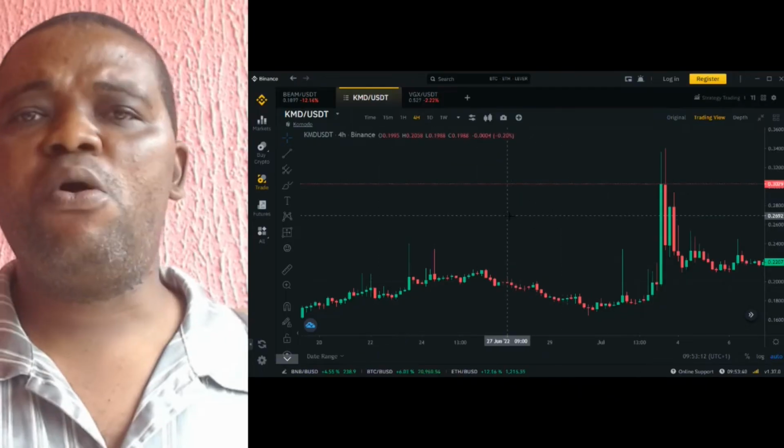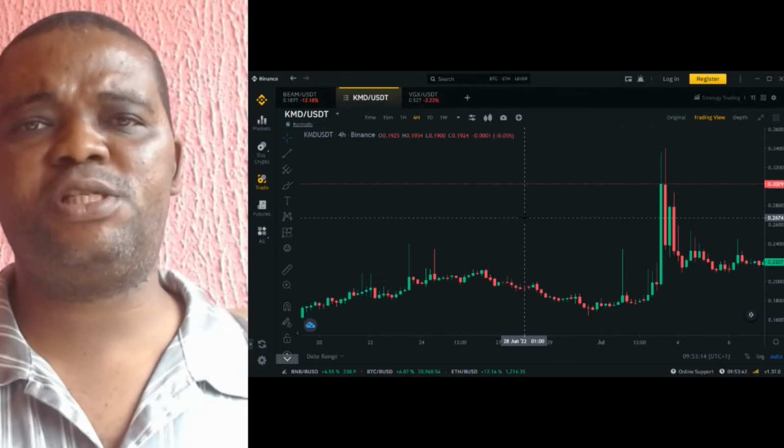500% of $100 will be approximately $500 worth of absolute profit from this particular trade, which is an amazing profit already. Okay, moving on to the next crypto ticker symbol, KMD.